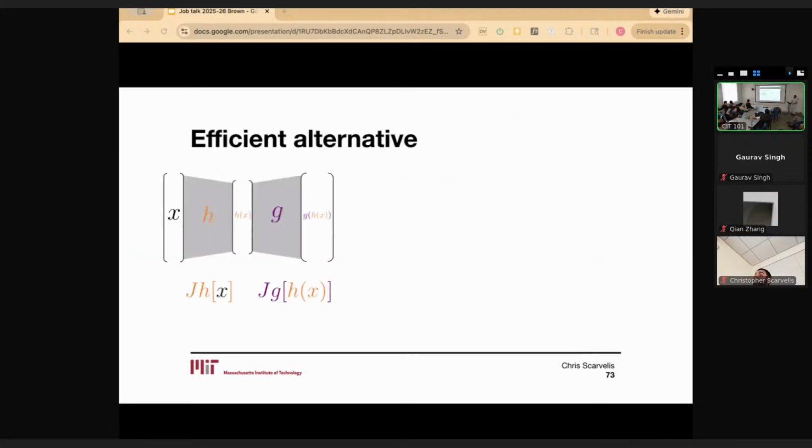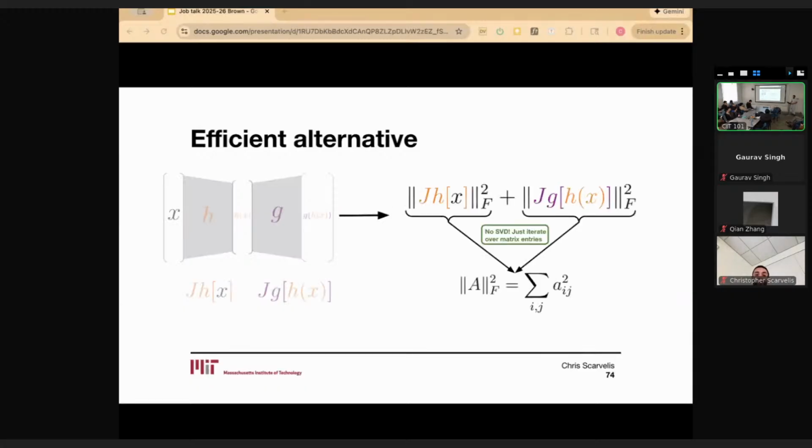So to compute our alternative regularizer, we now need to compute two Jacobians, one for each function in our composition with respect to its input. This is still going to be very expensive, but we'll soon see how to avoid these Jacobian computations altogether.